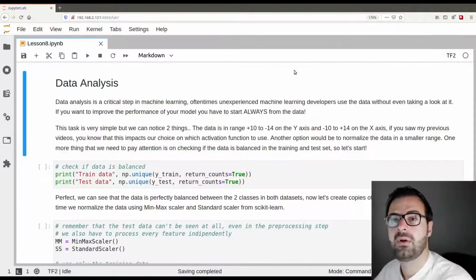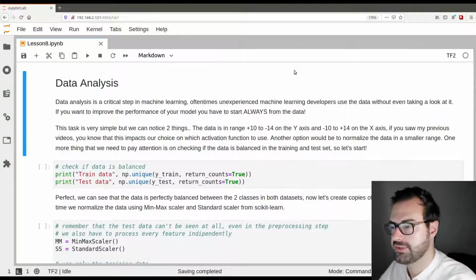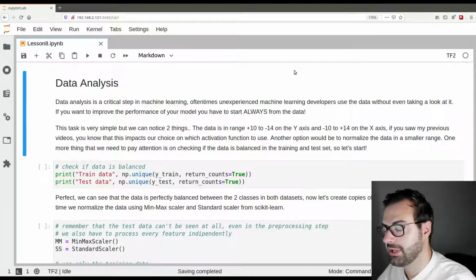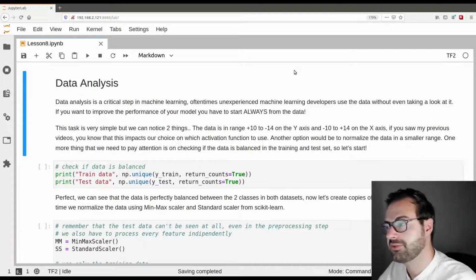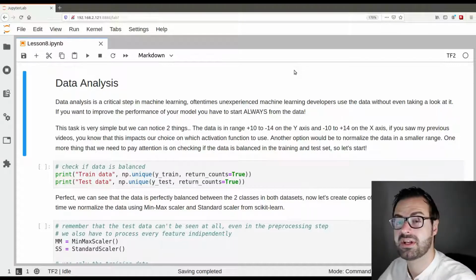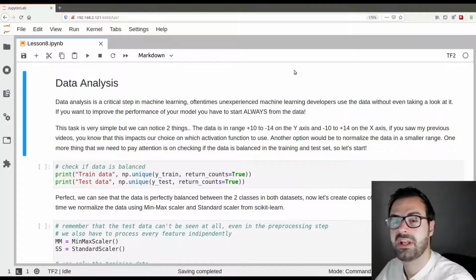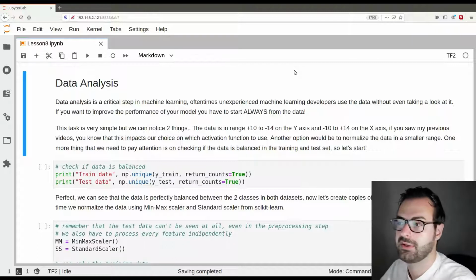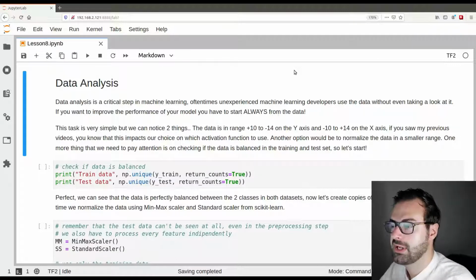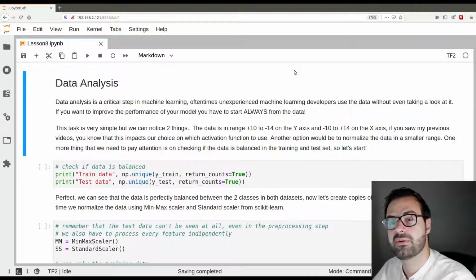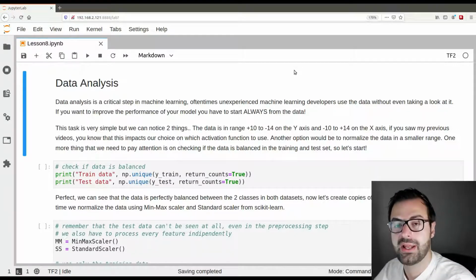Now let's talk about data analysis. Data analysis is a critical step in machine learning, and unfortunately, oftentimes inexperienced machine learning developers use the data without even taking a look at it. So just feeding it directly into the algorithm and hoping for the best. If you want to improve the performance of your model, you always have to start from the data, and then you need to improve the model.